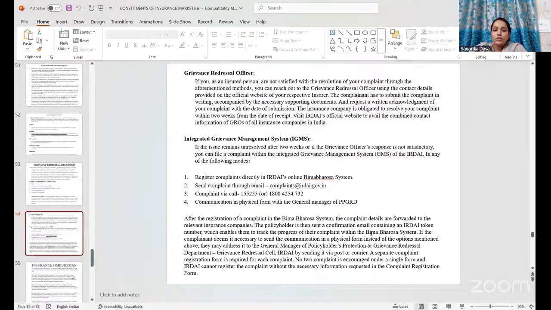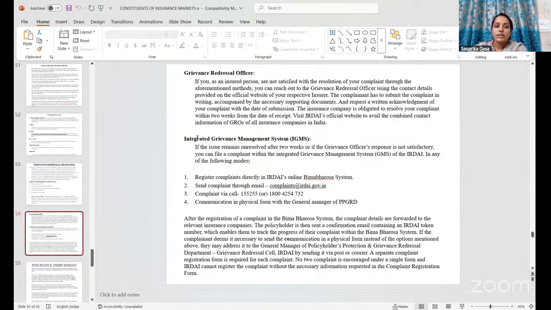Now, when we are going through the integrated grievance management system, one has to go through the registration process. The registration complaint form must be filled by the policyholder. If he has two complaints, he cannot go with one application. He has to go with two different application forms, each for a different complaint. And all the details asked in the complaint form must be duly filled by the policyholder. Then only it will be accepted by the grievance redressal system.